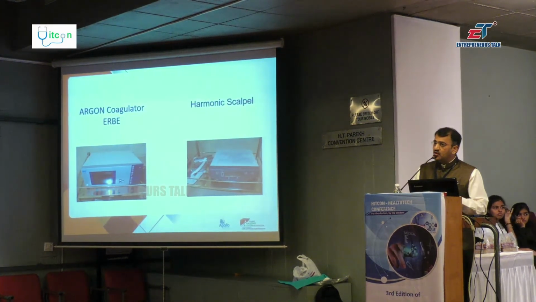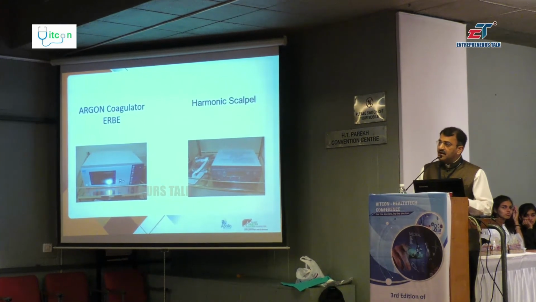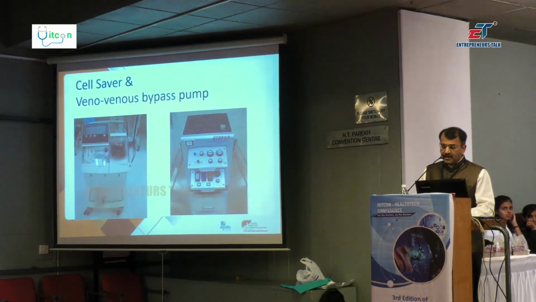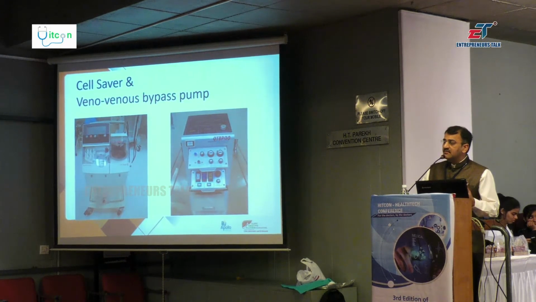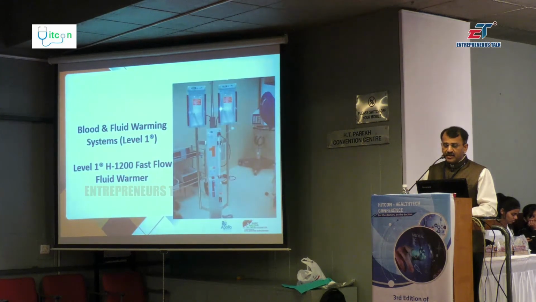Then argon beam coagulation is used to take care of hemostasis on the cut surface. Similarly, the harmonic scalpel is used to divide the liver. The cell saver is to retrieve the bleeding part and use the same blood again for the patient, hence not needing blood from somebody else, and hence reducing the possibility of transmission of disease. The veno-venous bypass pump, now less commonly used, reduces the possibility of hemodynamic instability.